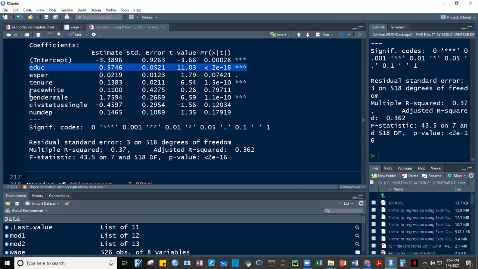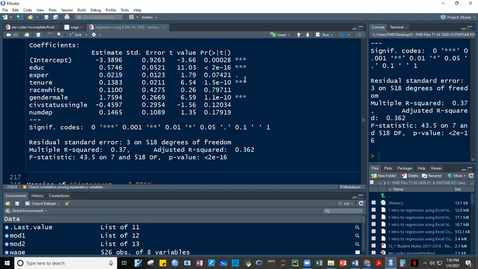Now, guys, we cannot say if it's a male or a female, or white or non-white. We have no conclusion like that. Is the increase of 0.5746 the same for a white and a non-white? We cannot answer that. In order to answer that, we need to do an interaction. We will do that in the next meeting. Let's finish this first. And then experience, guys.